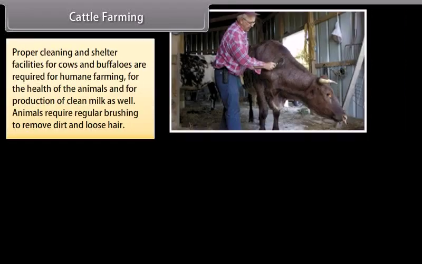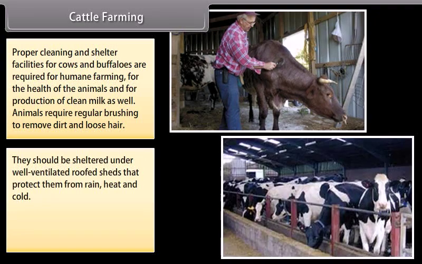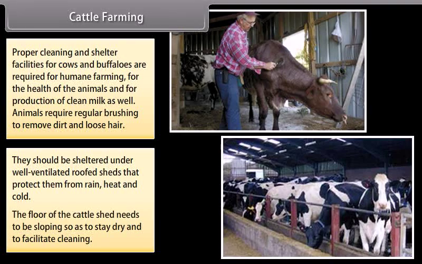Proper cleaning and shelter facilities for cows and buffaloes are required for humane farming, for the health of the animals and for production of clean milk as well. Animals require regular brushing to remove dirt and loose hair. They should be sheltered under well-ventilated roofed sheds that protect them from rain, heat and cold. The floor of the cattle shed needs to be sloping so as to stay dry and to facilitate cleaning.